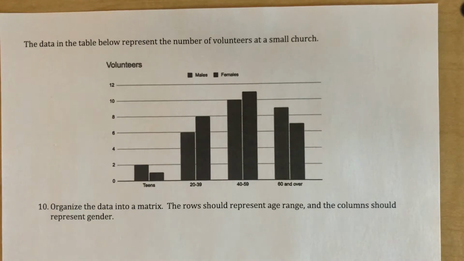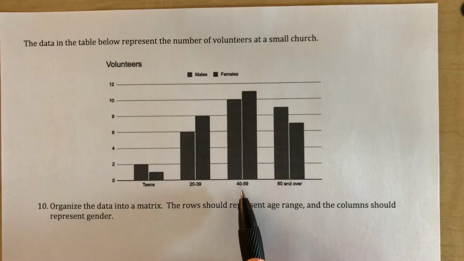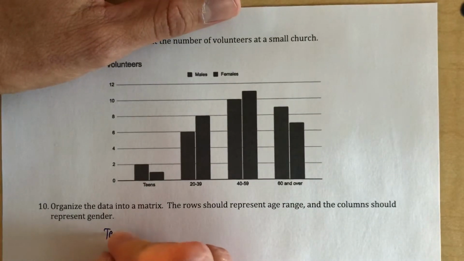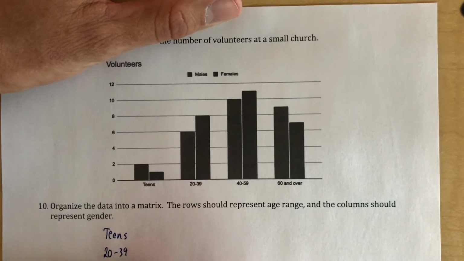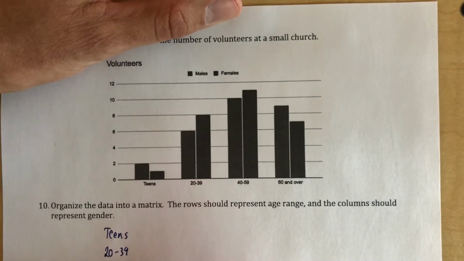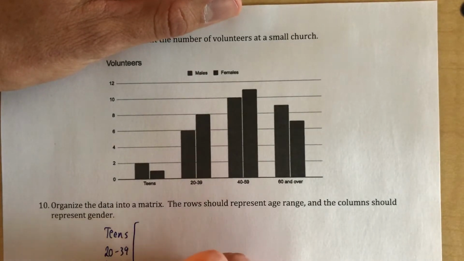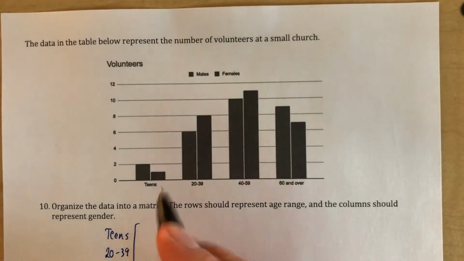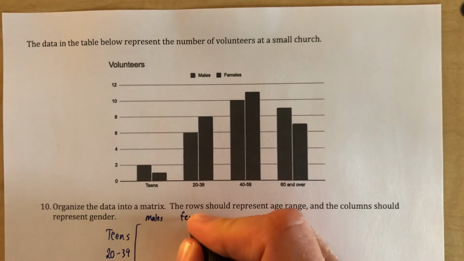So we're going to have the age range, which was teens, 20s and 30s, 40s and 50s, and then 60 and over. And if you're counting just then, there were 4 age ranges. So we're going to write that down. We're going to write down teens, people that are 20 to 39, people that are 40 to 59, and then we're going to have 60 and up. And that means there are 4 different age ranges. And then the column should represent gender. And so we will have males and females.